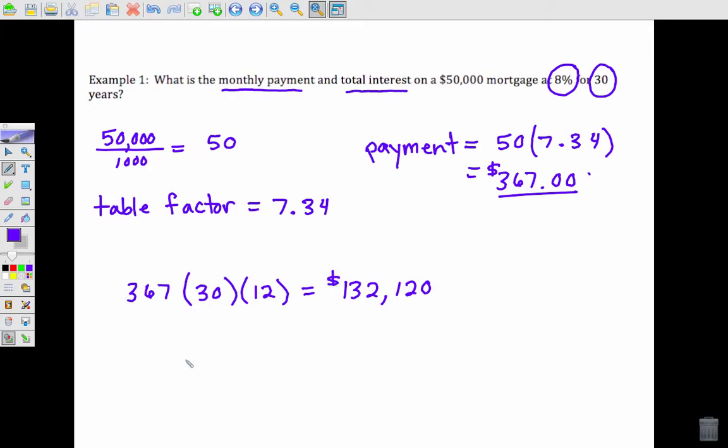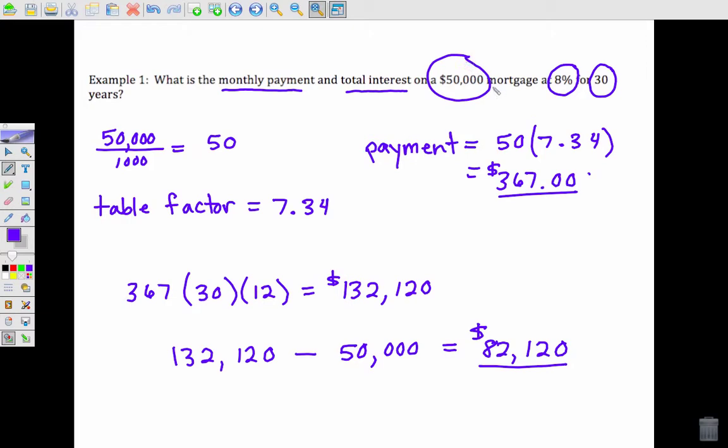If you multiply those together, you're going to get $132,120. Okay, so here's how we find interest. You take the $132,120 and you subtract the $50,000 that was borrowed, or we also would call it what was financed, and that gives us $82,120. So I want you to just think about this for a second. You borrow $50,000 for a mortgage. For 30 years, you pay your mortgage, but in the end, you actually paid $82,120 extra in interest alone. So your interest was more than what you borrowed.